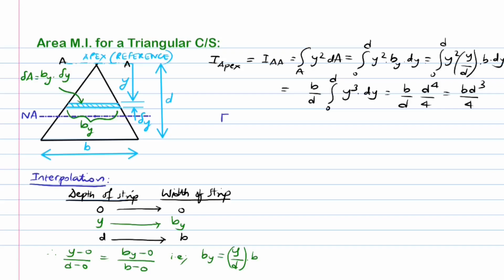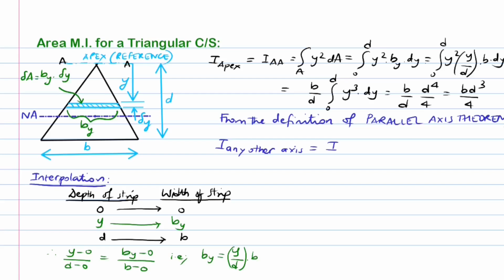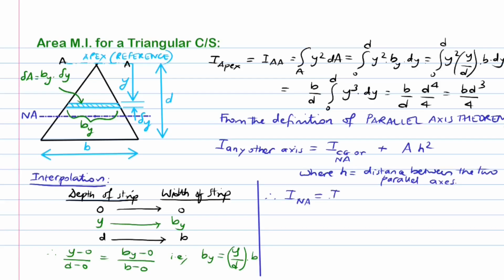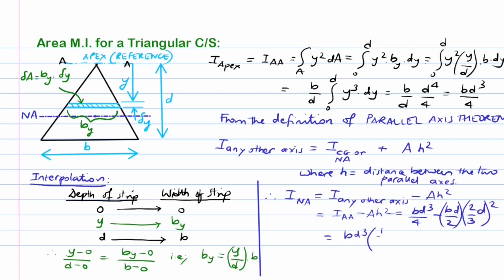To find the area moment of inertia about the centroidal or neutral axis, which is parallel to the axis passing through the apex, we invoke the parallel axis or transfer axis theorem, which states that I about any other axis parallel to the neutral axis equals I about the centroidal or neutral axis plus the area of the triangle times the square of the distance between the two axes. Here the distance between the apex and the neutral axis or centroidal axis is 2/3 of the depth d. This distance can easily be derived from elementary calculus and is skipped in this lecture. Simplifying, we get the area moment of inertia about the neutral axis as b times the cube of d over 36.